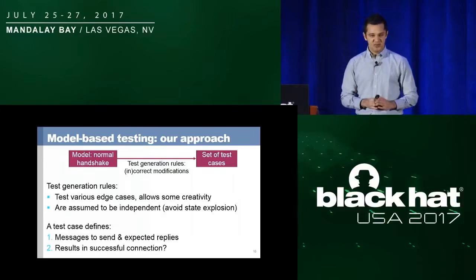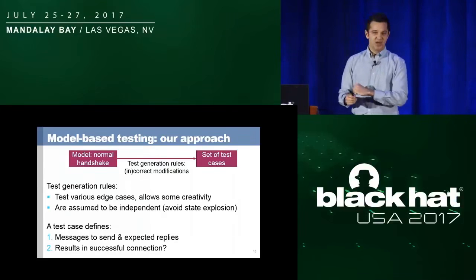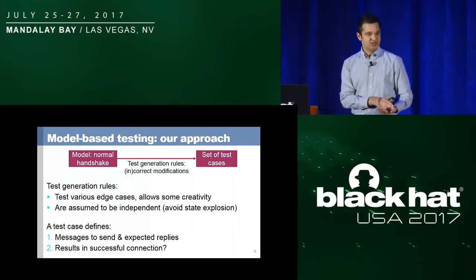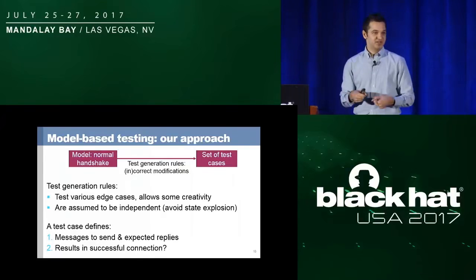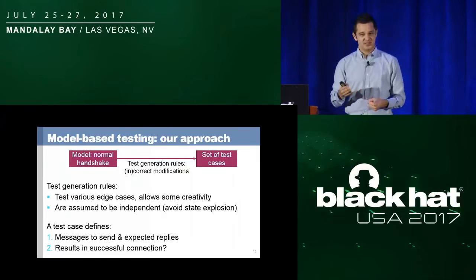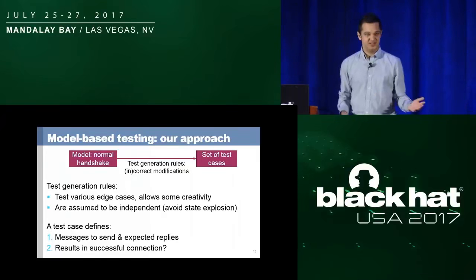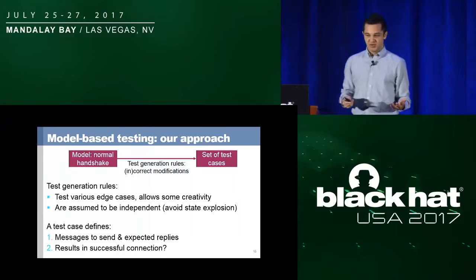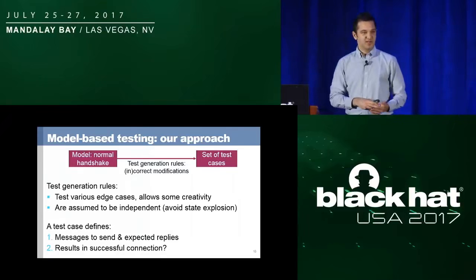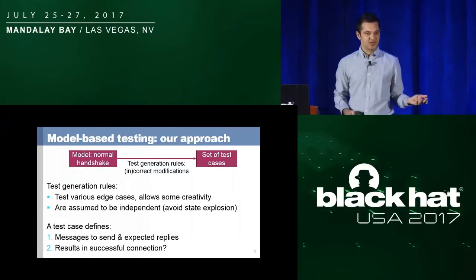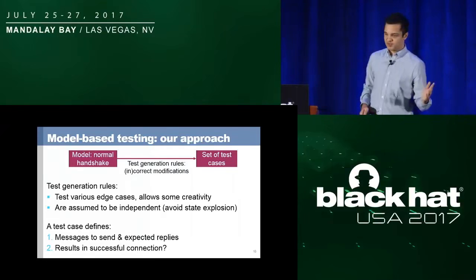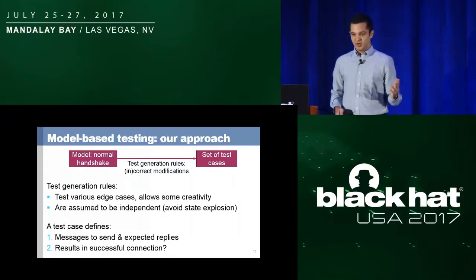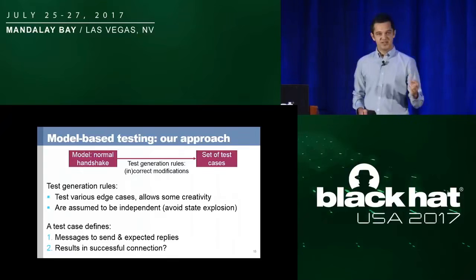Because you might have a case where you always get the expected replies, but it should not result in a successful connection. For example, if you drop the last two messages of the handshake, well, you will always get the expected replies, but the handshake hasn't finished yet. So you're not allowed to connect yet. You're not allowed to send data yet. So to recap, a test case defines the messages that you send, that you expect, and whether this should result in a successful connection.